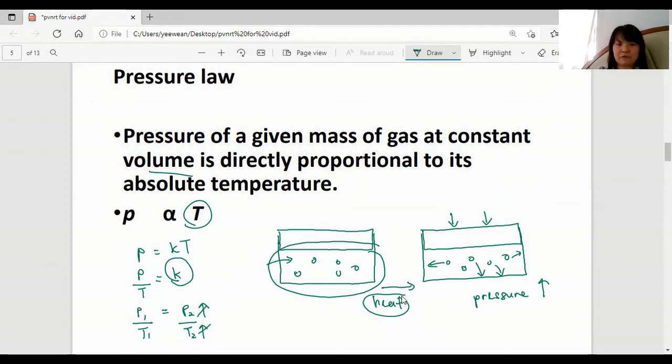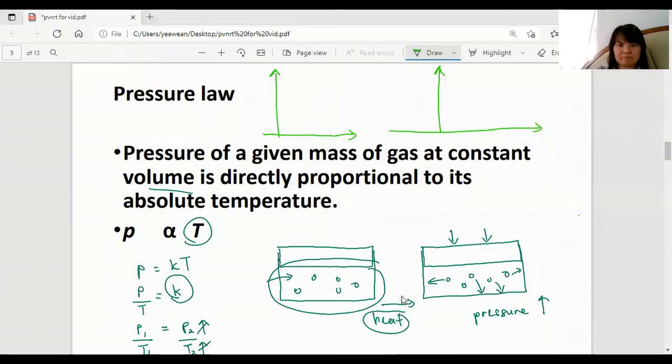And the graph: P on this side, T, if it's in Kelvin, we'll get one that is directly proportional. That's 0 here, 0 here. And if it's not in Kelvin, but degrees Celsius here, then it goes behind like the other graph. And this is negative 273, which is also 0 Kelvin.